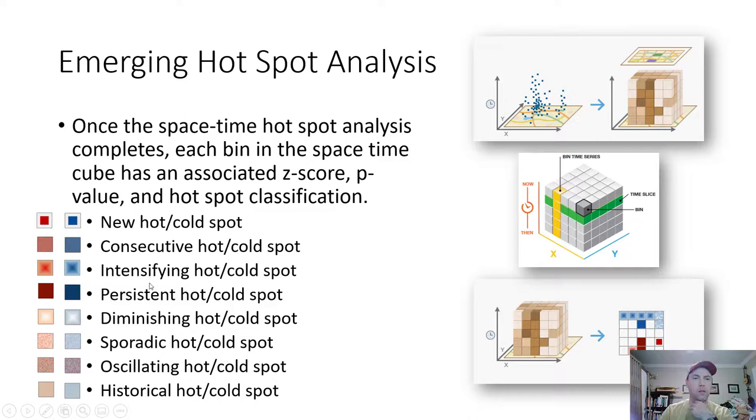Diminishing would start from a high to a low value. Sporadic means that these values come and go. Oscillating goes from low to high, low to high. And then historical would be was at one point a high value and has become a low value. So this works both for cold and for hotspots, so high density or high values and low values. And so ultimately, you end up with a very unique looking output.